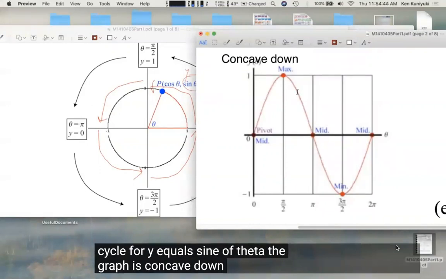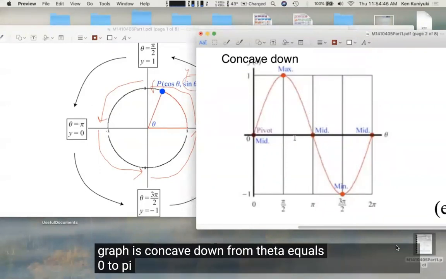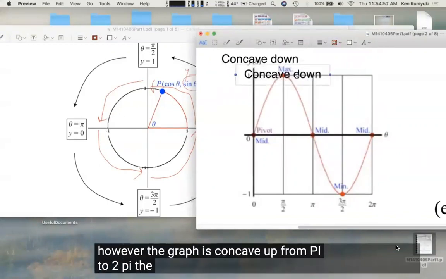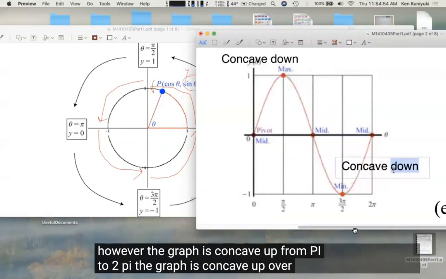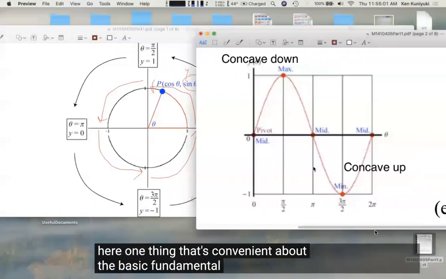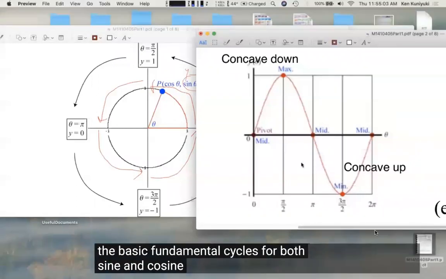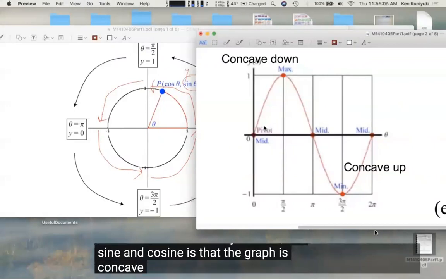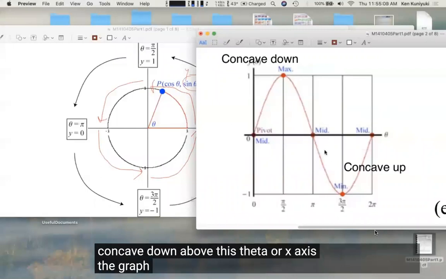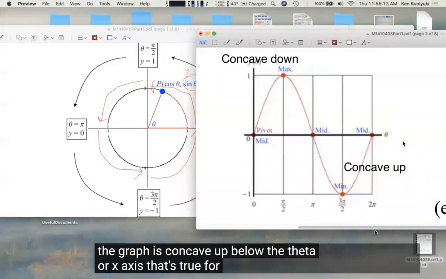The graph is concave down from theta equals 0 to pi. The graph is curving downward. However, the graph is concave up from pi to 2 pi. The graph is concave up over here. One thing that's convenient about the basic fundamental cycles for both sine and cosine is that the graph is concave down above this theta or x-axis. The graph is concave up below the theta or x-axis. That's true for cosine as well.